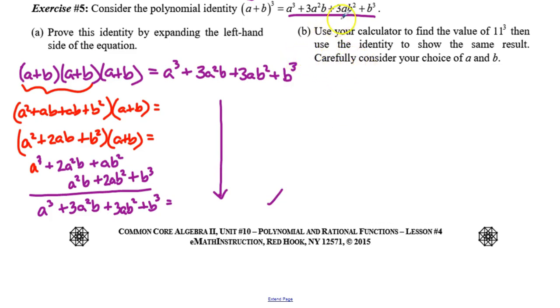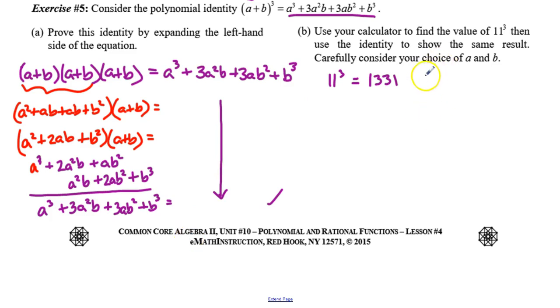And now finally it says, use your calculator to work out 11 cubed, and then show the identity works. So 11 cubed, you can put that in your calculator. Turns out it's a nice palindrome of a number, right? 1331. Okay, so what are we going to let a and b equal? So think on that and play the recording when you're ready.